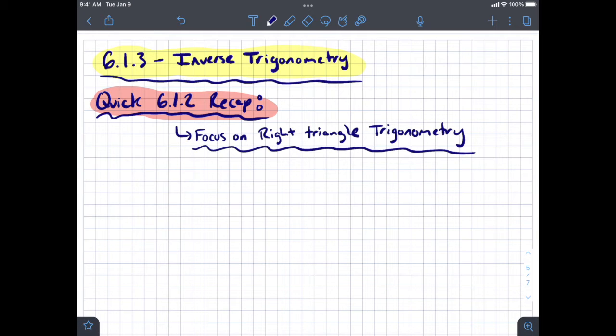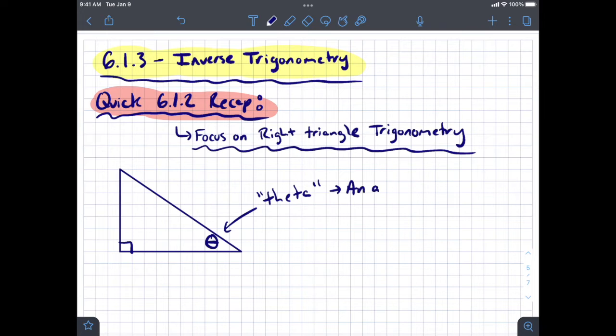Welcome to 6.1.3. We're talking about inverse trigonometry. We're going to start this lesson with a quick recap from section 6.1.2, where we were focusing on right triangle trigonometry. One of the big things that we talked about was that if we have an arbitrary right triangle, which I'll just draw here, we can always label our right angle, our 90-degree angle, with this little box in the corner. And we can label an angle that we don't know using this symbol, which is called theta. So a theta is a symbol that represents an angle that we do not know.